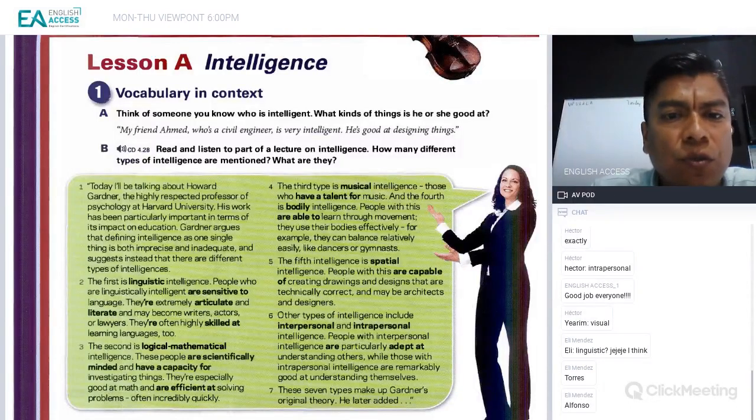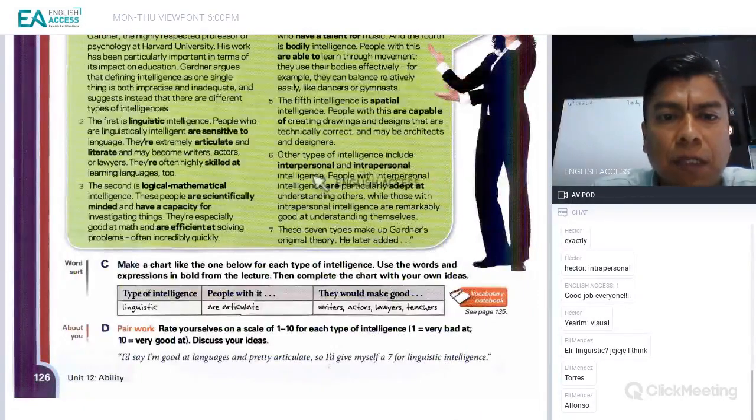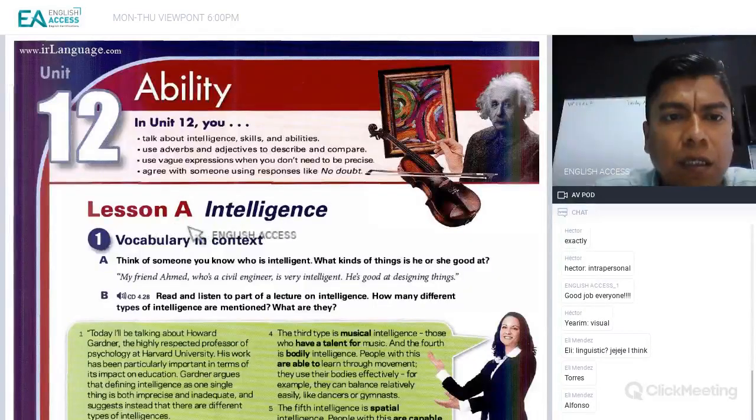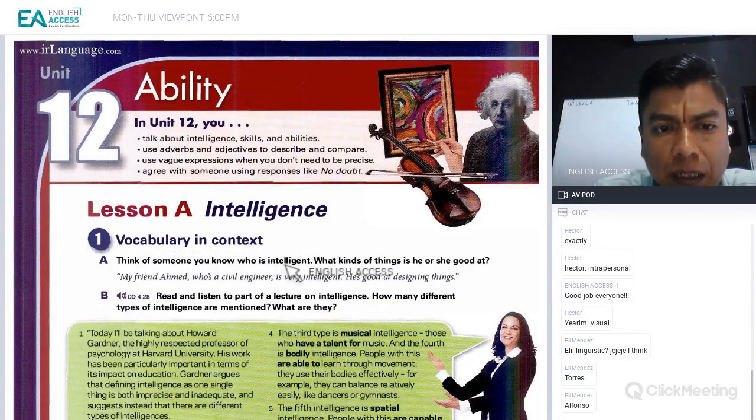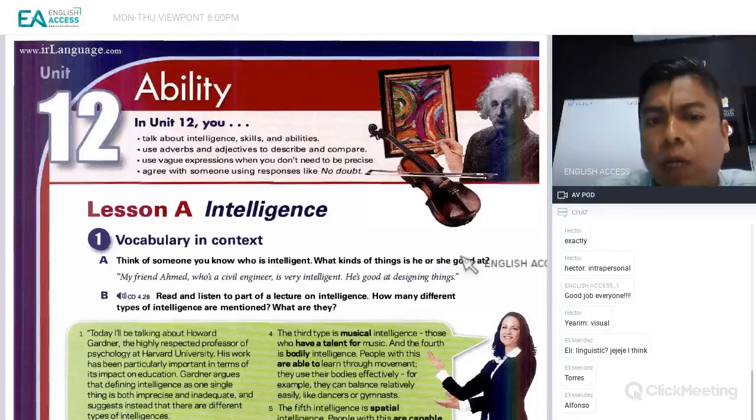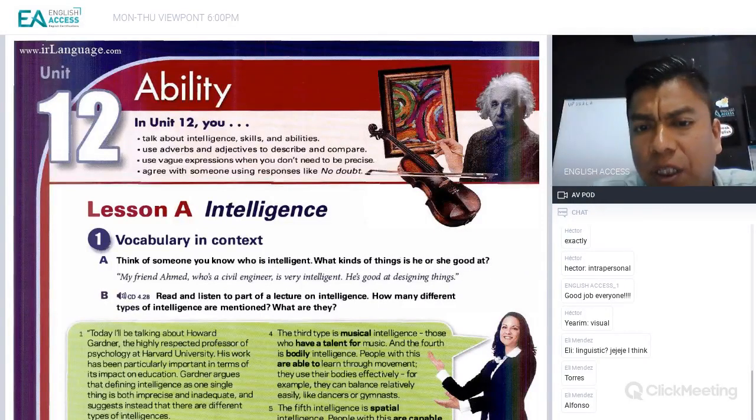Let's go to your books. Yes, this is page 126. And we're going to see this. Lesson A, intelligence. Vocabulary in context. Think of someone you know who is intelligent and what kinds of things he or she is good at.